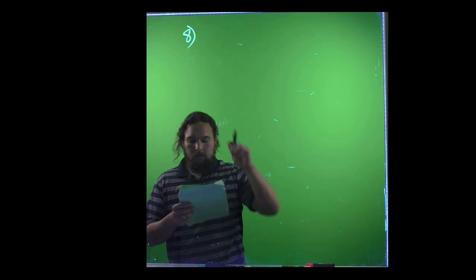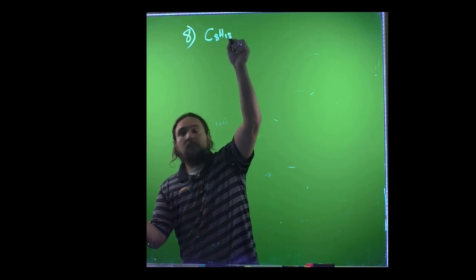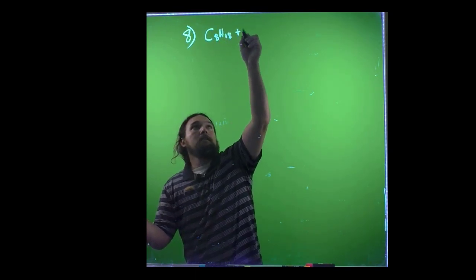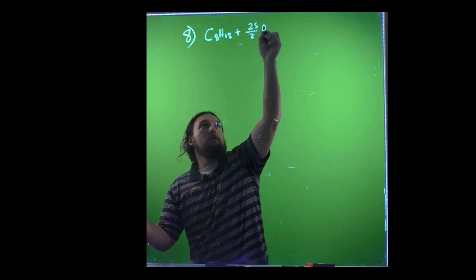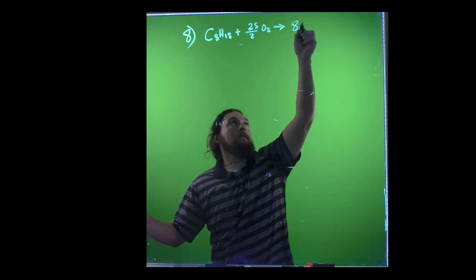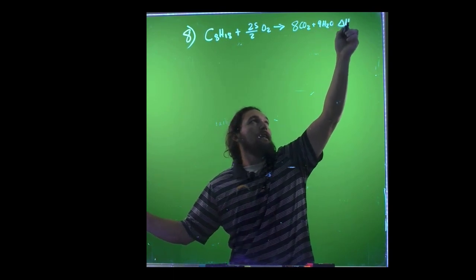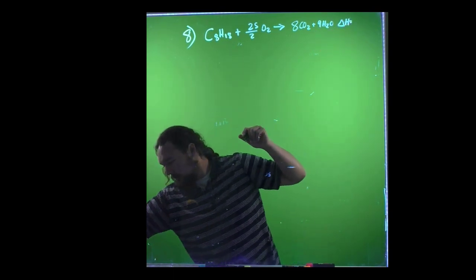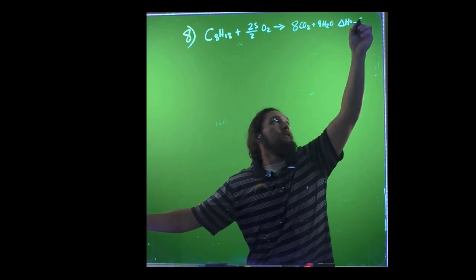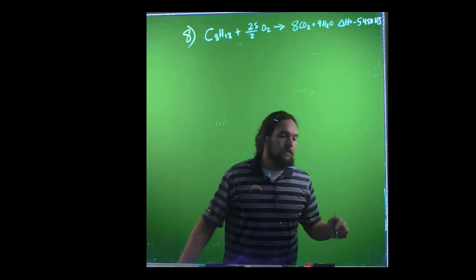Okay, moving on to number 8. Number 8 says, according to the balanced equation, C8H18 plus 25 halves O2 makes 8 CO2 plus 9 water, and this has a delta H equal to negative 5,450 kilojoules.